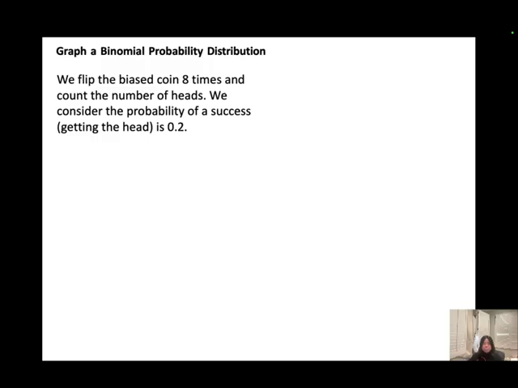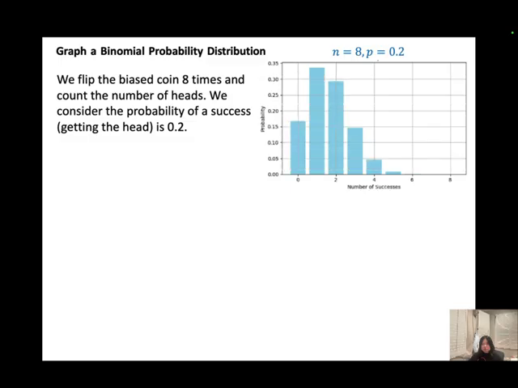Graph a binomial probability distribution. Scenario: we flip a biased coin 8 times and count the number of heads. The probability of success, getting a head, is 0.2. So n equal to 8, p equal to 0.2. Now we try to graph it. We're going to calculate it. You could use your calculator to find it out. What is P of 0 equal to? P of 1, P of 2, P of 3, until P of 8. The picture is going to look like this.